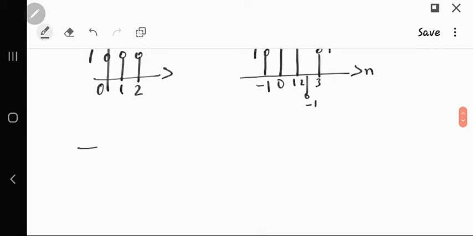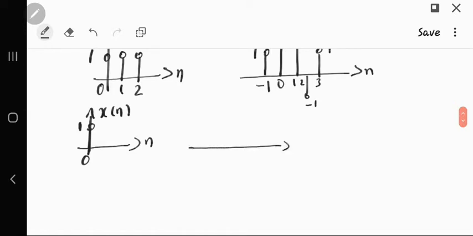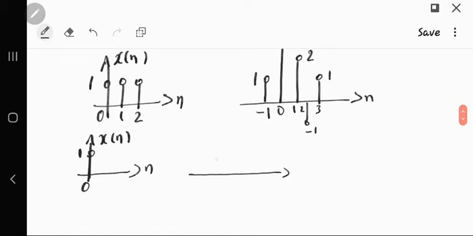First, I will take the sample of x of n which is at the origin. At origin we have the sample with amplitude 1. So this is origin. There is no shifting in h of n, so the signal remains as it is. It varies from -1, 0, 1, 2, 3, and the values here are 1, 3, 2, -1, 1.